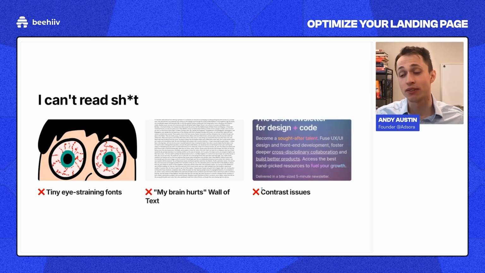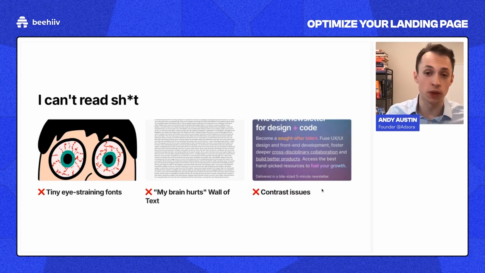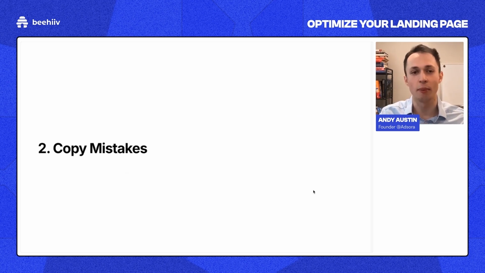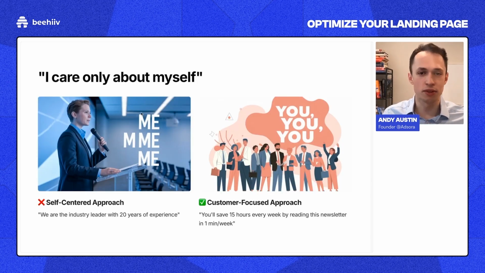So make sure if there's something you want people to read, there's enough contrast. Okay, copy mistakes. A lot of newsletters do this. A lot of companies do this. It's like, we're so awesome. It's all about me. We're the industry. We're the best AI newsletter in the world.